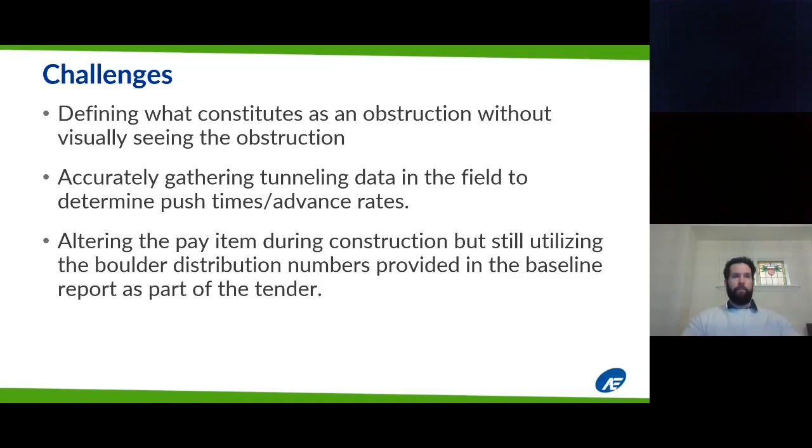And then we had to alter the pay item during construction, but still utilize the boulder distribution numbers provided in the baseline report as part of the tender. So we still wanted to use the geotechnical baseline report as a basis to determine how much we needed to pay the contractor and to determine if there were exceedances in any particular boulder bucket, as we said earlier, or boulder quantity.